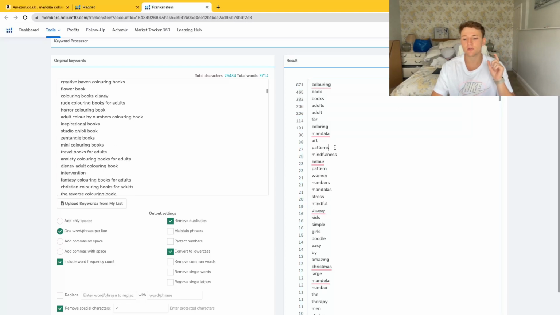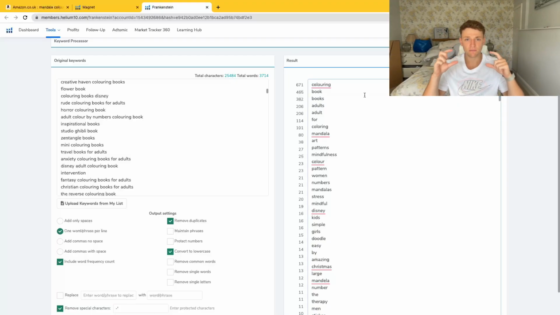And basically what this shows for us is these are the most commonly occurring keywords in all of those results that we've brought back. And we can literally just copy and paste these straight into our 7 backend keyword boxes because we know they're A, going to be super relevant, and B, they are genuinely being used by really good performing books in the niche that we're targeting. So this is super powerful information.